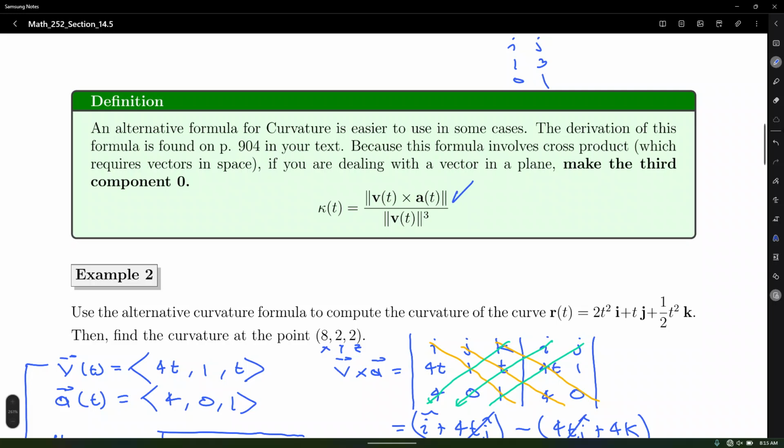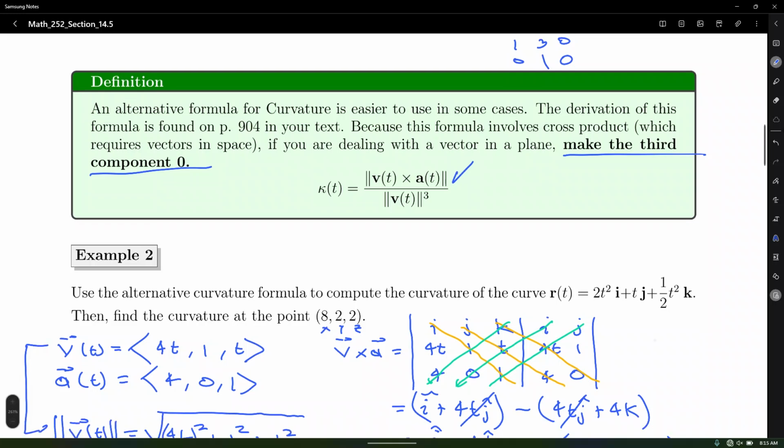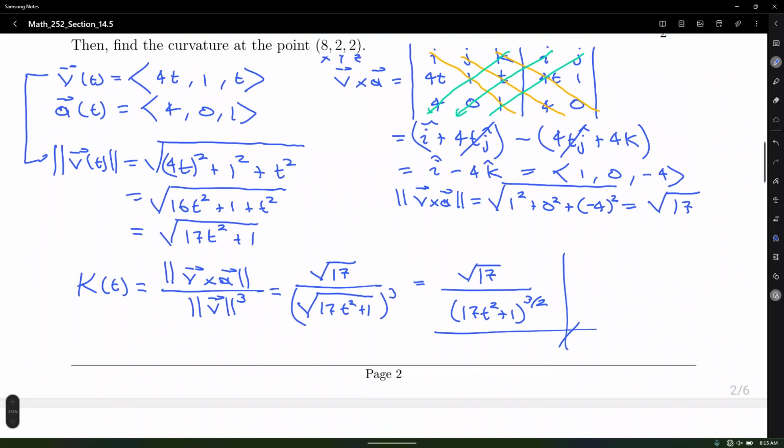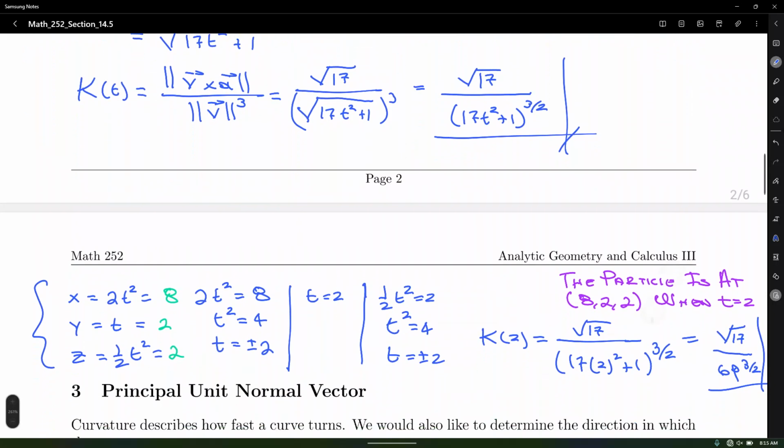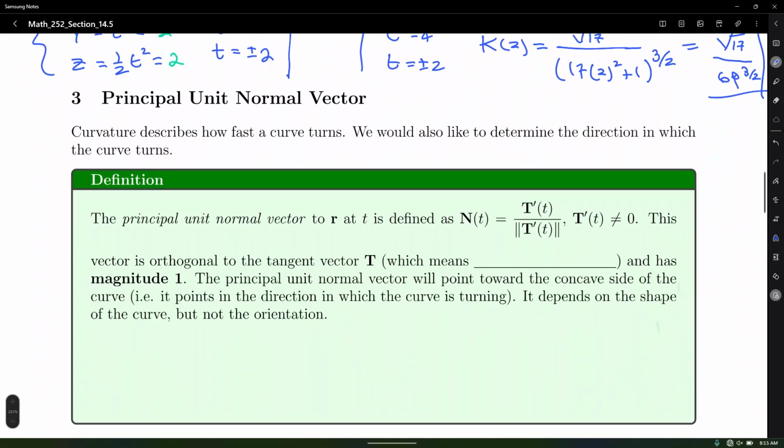So in this case, the trick is to make the third component equal to 0. Just put a couple of zeros in there. Otherwise, we wouldn't be able to find the curvature or the cross product, right? Okay, let's move on to finding the principal unit normal vector.